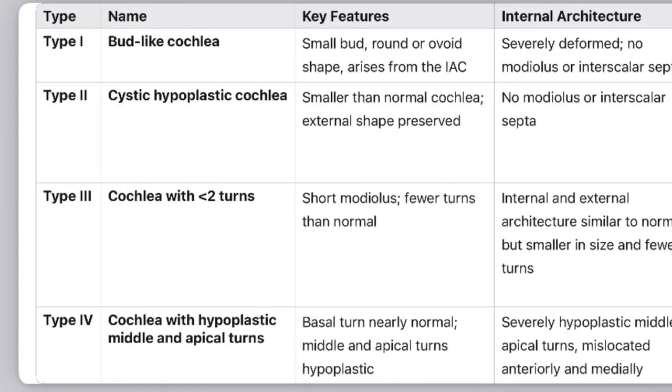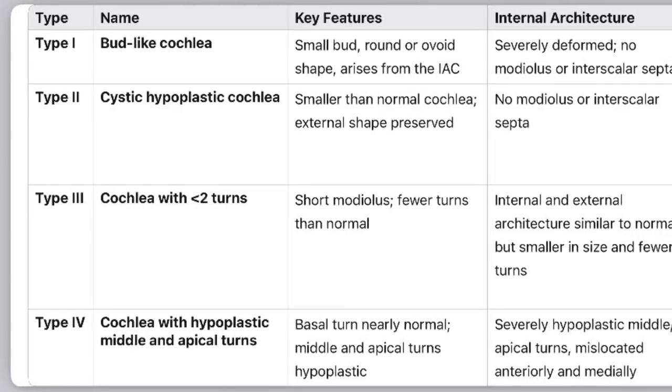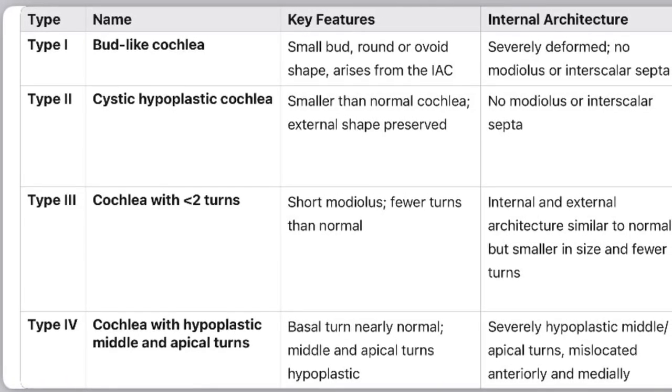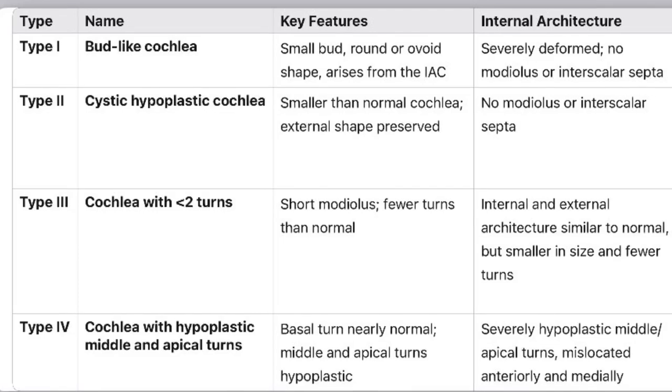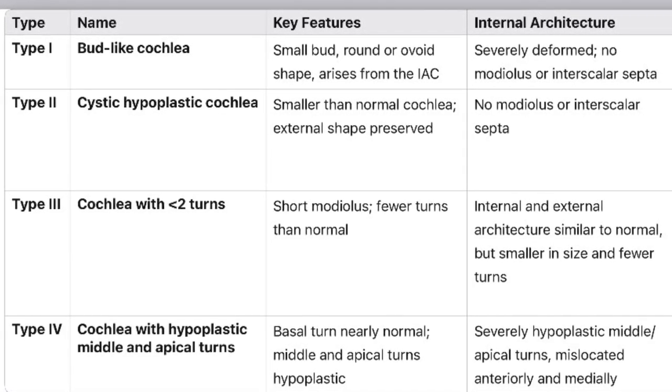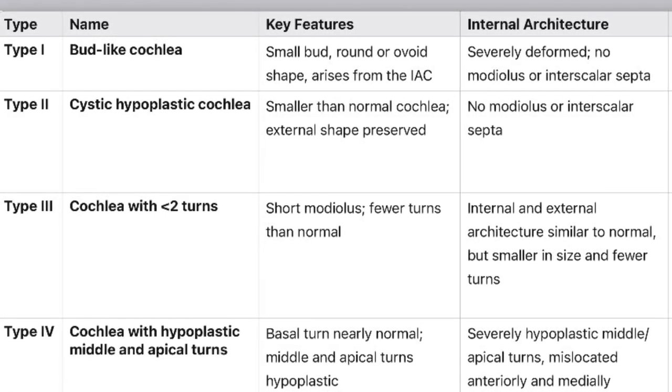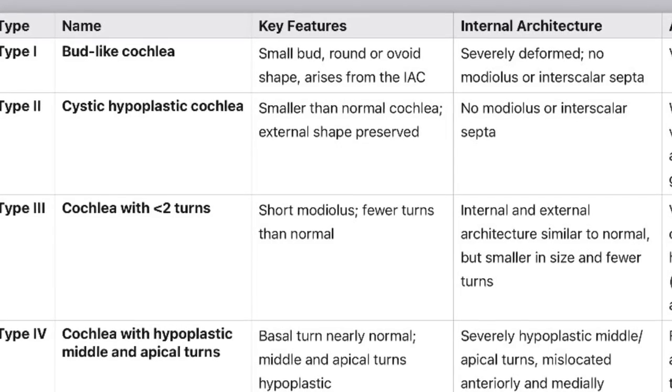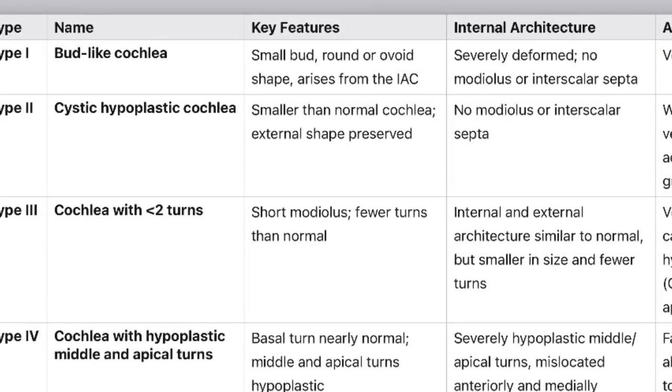Type 1 is the bird-like cochlea. The cochlea is like a small bird, round or ovoid in shape, arising from the internal auditory canal. Internal architecture is severely deformed. There is no modiolus or interscalar septa that can be identified.